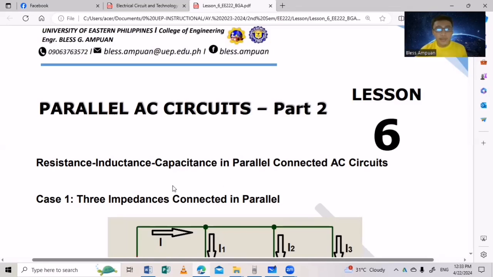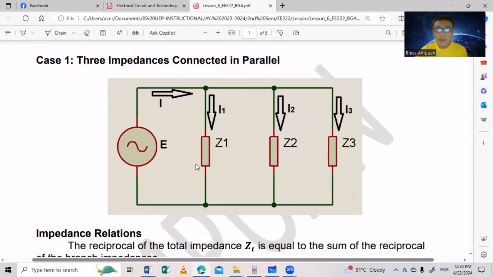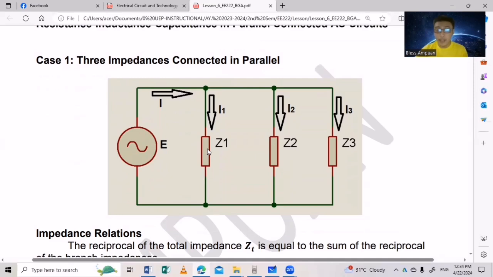In here, I already provided three cases for this topic, so that we can familiarize ourselves and also compare and contrast the differences in terms of parallel AC circuits. In our first case, we have three impedances given, all connected in parallel with each other. So Z sub 1, Z sub 2, and Z sub 3 are all connected in parallel.